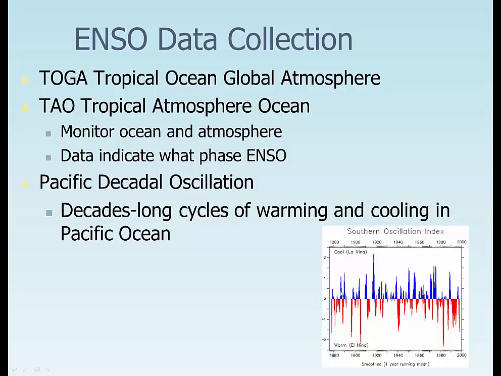And if you take a look at this, it goes from about 1875-ish all the way to 2000, and you can see El Nino events, you can see La Nina events, and then you can see areas where we are neutral.